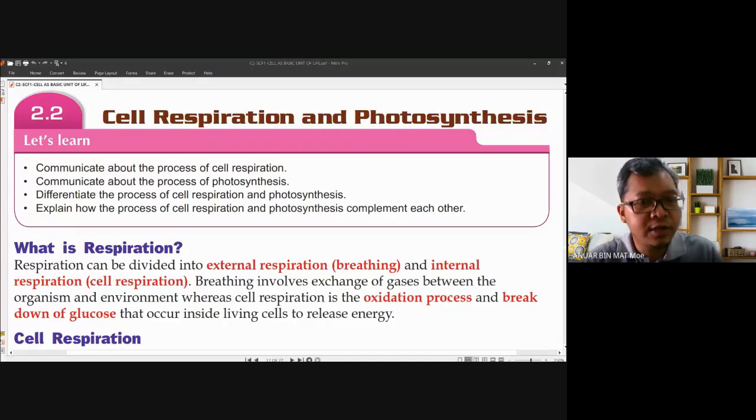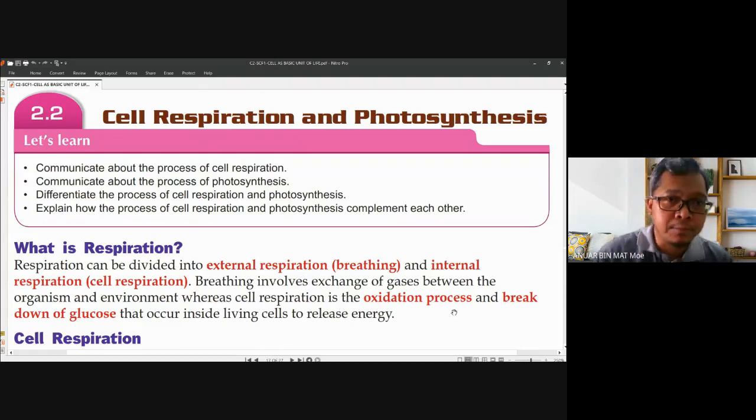Today we're going to learn the new topic, 2.2, cell respiration and photosynthesis. Actually there is a practical side to this, but like usual, I will explain the theory parts only. Then when we all come back to the school, we will try to do the practical side of it.